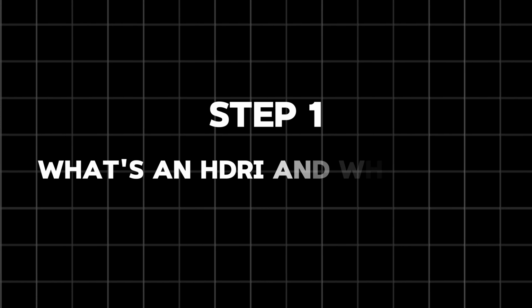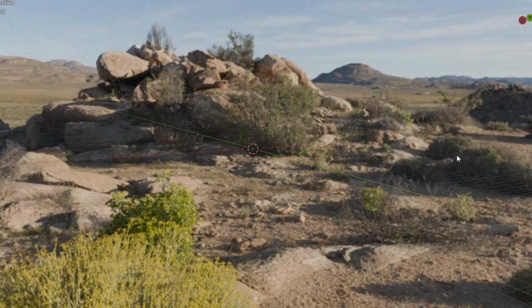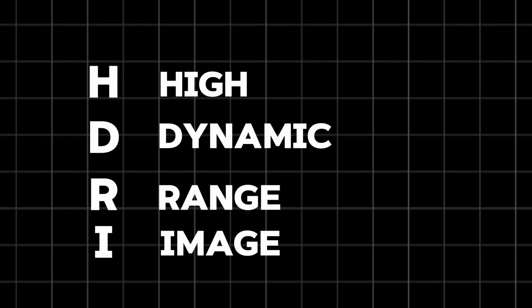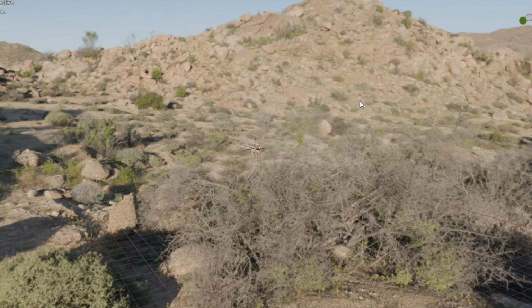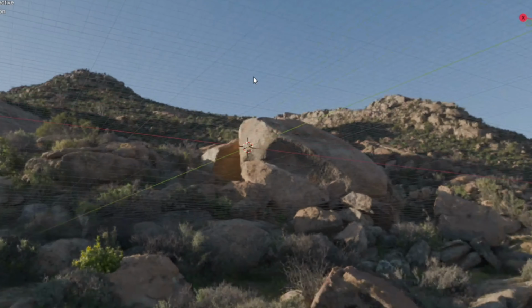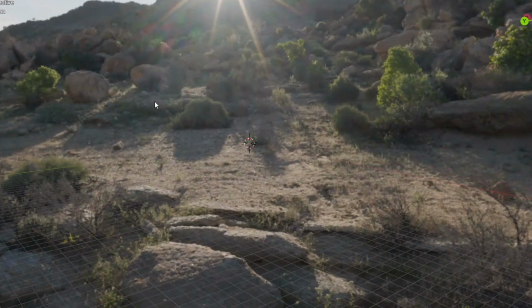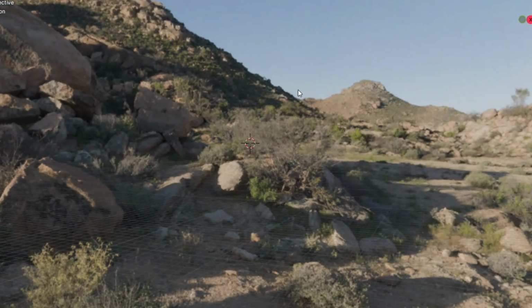Step 1. What is an HDRI and why use it? Before we jump in, let's talk about what an HDRI image is. HDRI stands for High Dynamic Range Image. It's a 360-degree image that captures a wide range of light intensities and colors. These images are often used to simulate real-world lighting and reflections, making your renders look more realistic without having to set up complex light rigs.